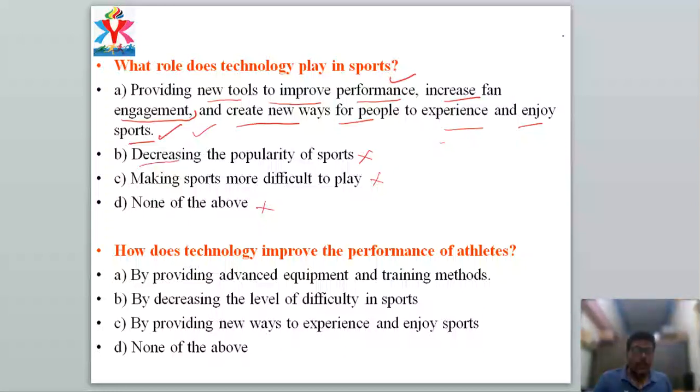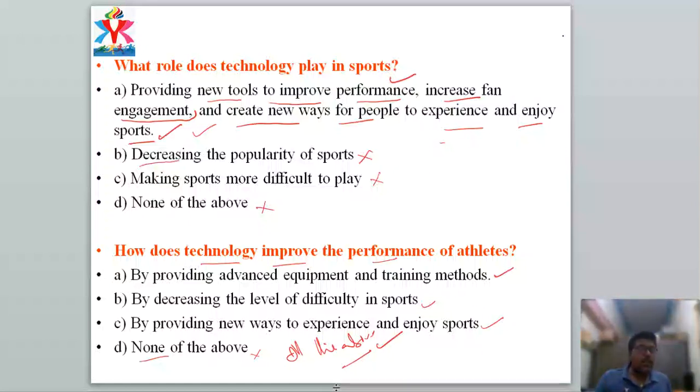So here the options are: by providing advanced equipment and training methods, yes, obviously, and by decreasing the level of difficulty of sports. So how does technology improve the performance of athletes? Yes, by decreasing the level of difficulty in sports, yes, this is also a correct option. By providing new ways to experience and enjoy the sports, yes, this is also important. And option D, none of the above. If they put all of the above, this is the right option.